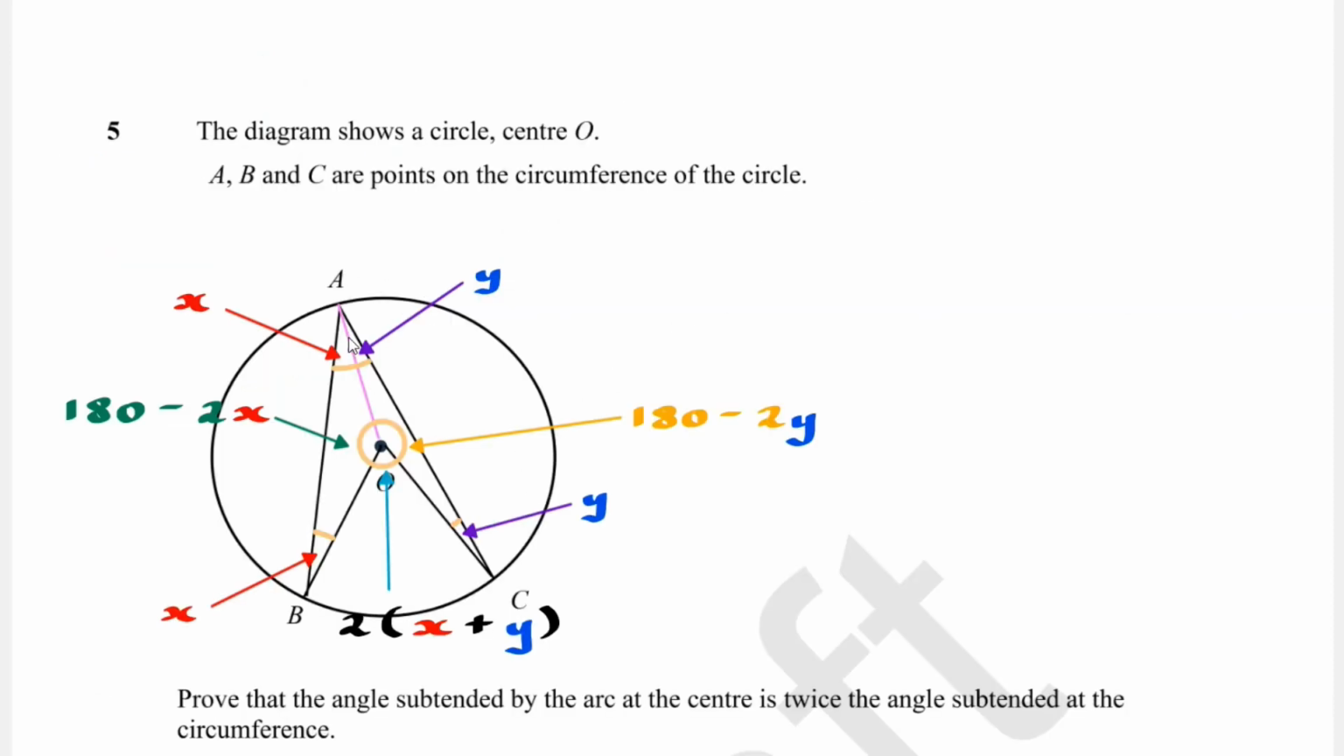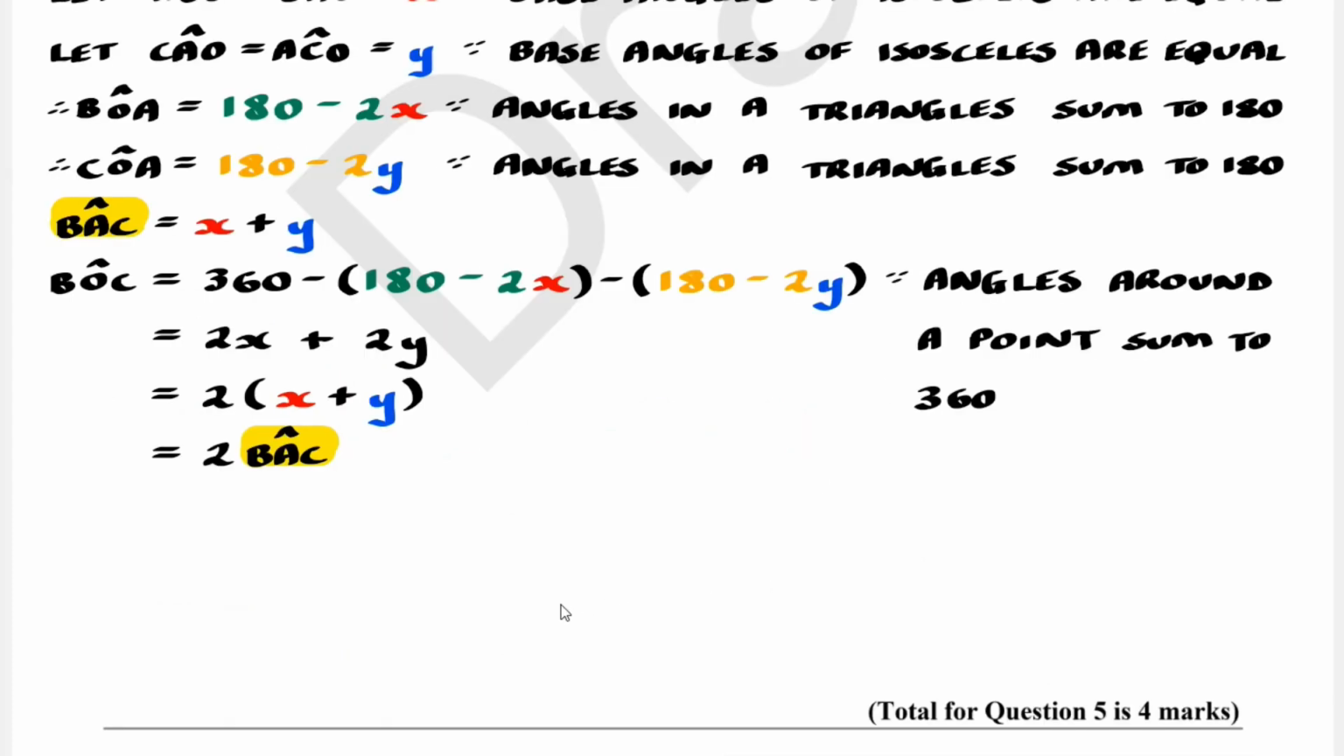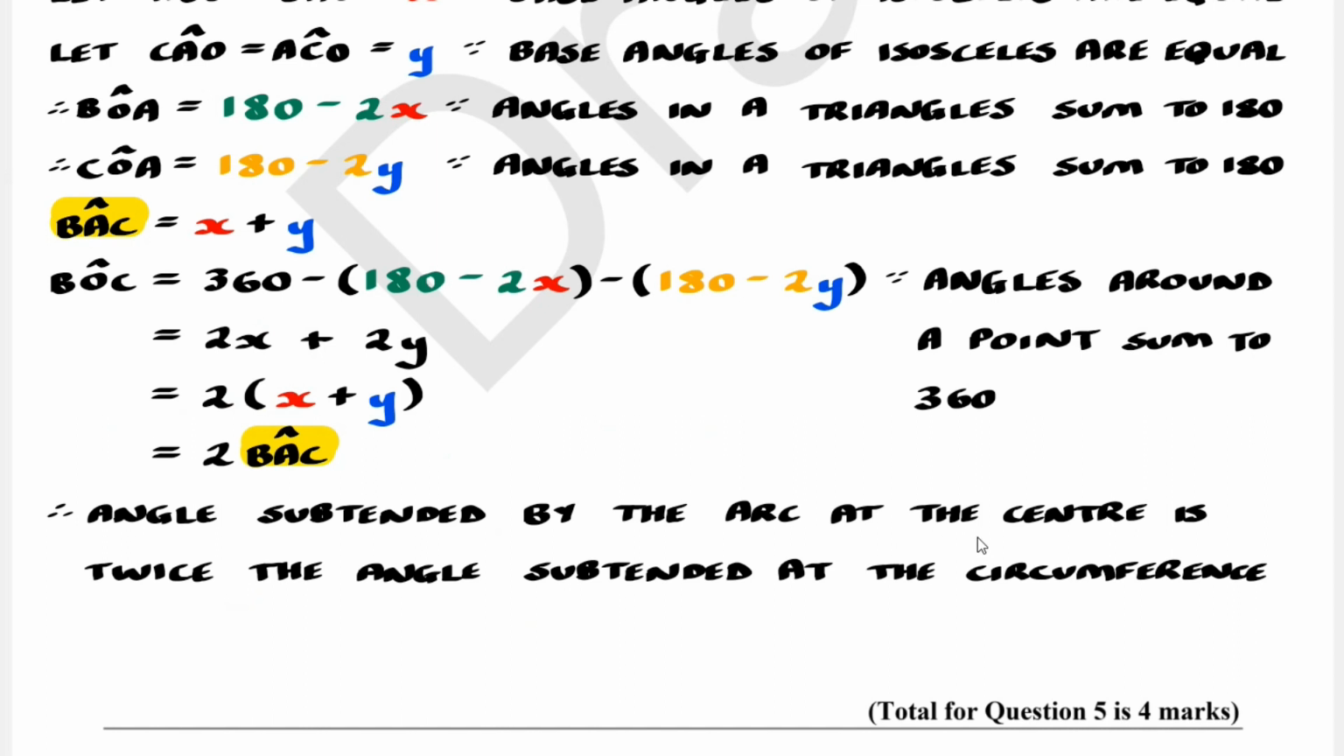So what we are saying here is x plus y is half of the 2 times by x plus y. So we've shown this statement to be true, which means the angle subtended by the arc at the centre is twice the angle subtended at the circumference.